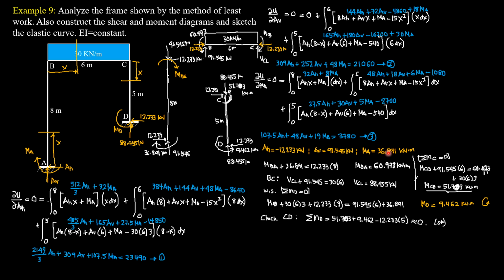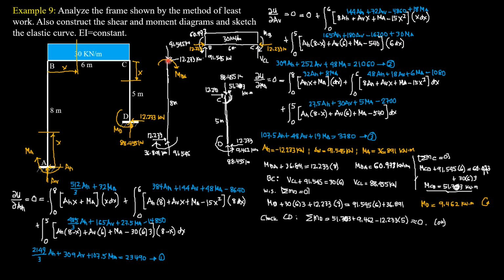Then let's consider the free body diagram of AB and call this MBA. Let's assume that's the direction of the moment. So we transmit the horizontal reaction AH, which is now corrected to be to the right, 12.233 kilonewtons. Since there's no other load on column AB, the horizontal reaction at the upper end B is also 12.233 to the left. Vertical 91.545.